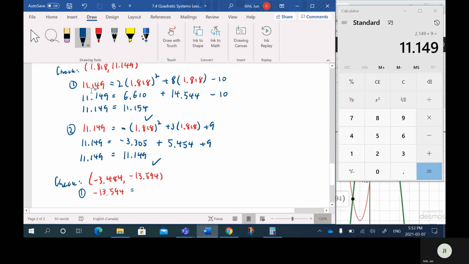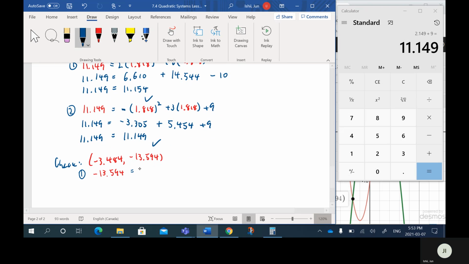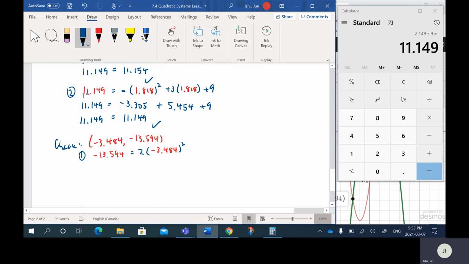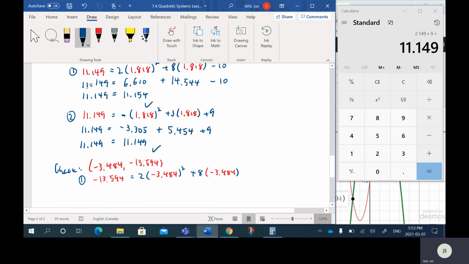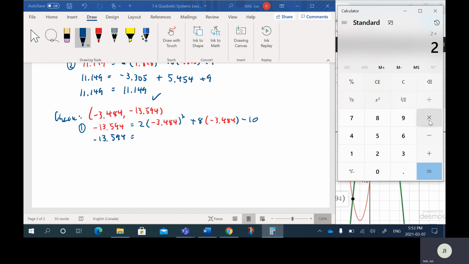equals, all right. Okay, so this equation here, so 2x squared. So 2 times x squared. So x here is negative 3.484 squared, all right, plus 8x, plus 8 times x, minus 10. All right, so let's see what we get here.